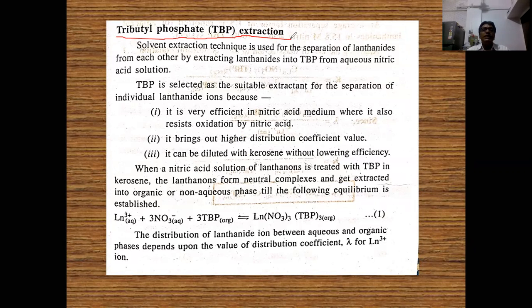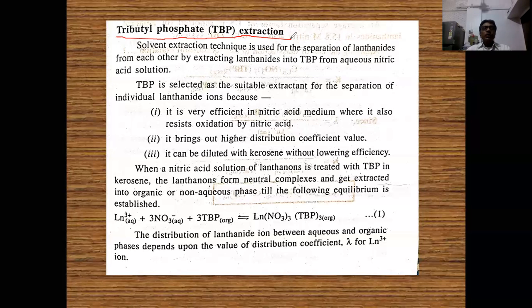So why is TBP selected as a solvent? What is the reason behind it? There are many cheaper organic solvents available, like ethanol, methanol and ether. Instead of using those solvents, TBP is the selected solvent. TBP is the most suitable solvent for the separation of the lanthanum, so I would like to discuss here why TBP is used.